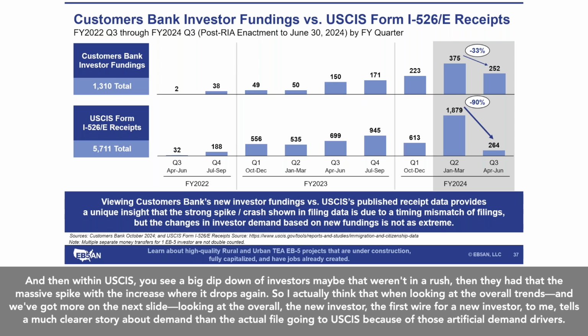So I actually think that when looking at the overall trends, and we've got more on the next slide, the first wire for a new investor, to me, tells a much clearer story about demand than the actual file going to USCIS because of those artificial demand drivers. All right.